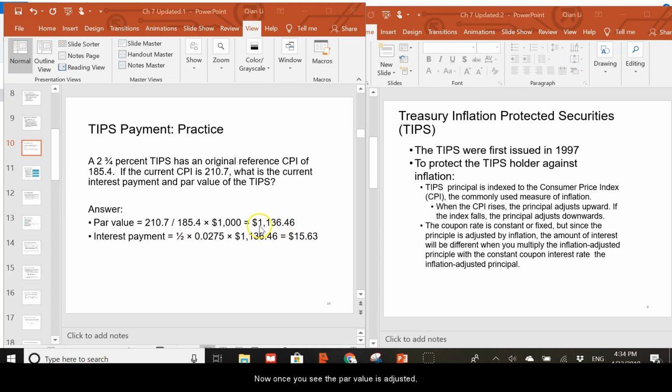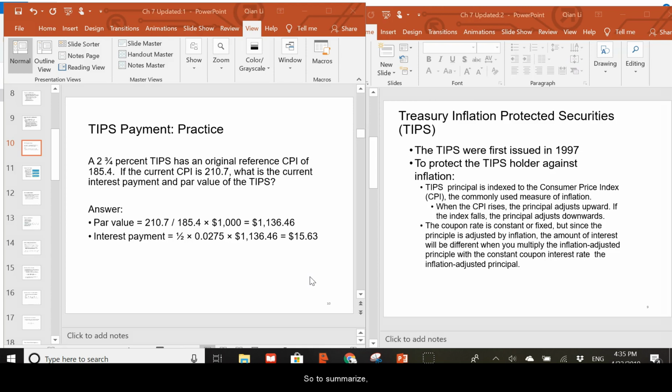Now, once you see the par value is adjusted, this new adjusted par value multiplied by the coupon rate of 2.75% would give you the interest payment from this TIPS bond for the whole year. And then you see that we multiply by half, or say divide this by 2. This is because usually the TIPS will pay coupon interest twice a year. Then each payment will be half of this much, and that will give you $15.63.